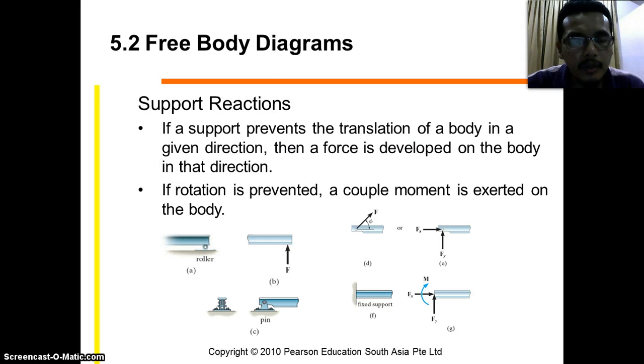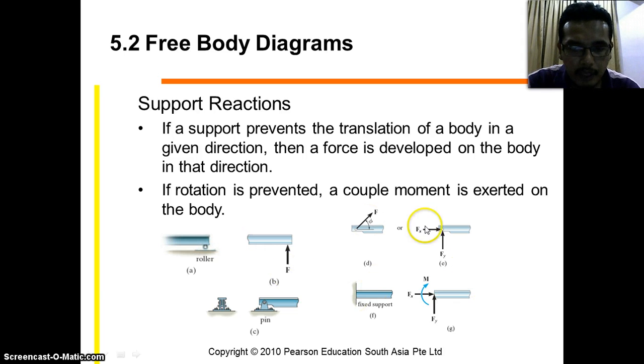For the free body diagram, first we have support reactions. What is meant by support reaction? If a support prevents the translation of a body in a given direction, then a force is developed on the body in that direction. So it prevents the object from moving, so we need to develop a force on that body in that particular direction. If rotation is prevented, a couple moment is exerted on the body. So we need the couple moment that we learned in the previous chapter, chapter 4.